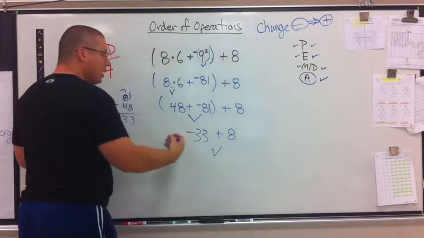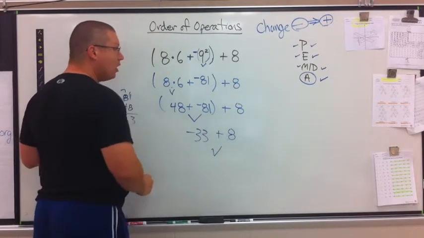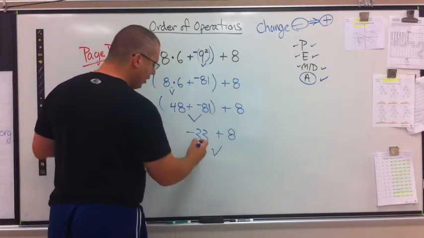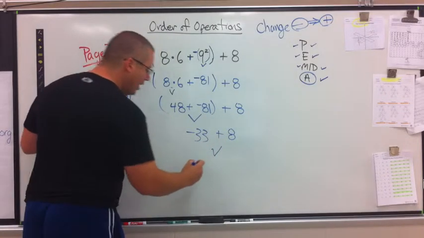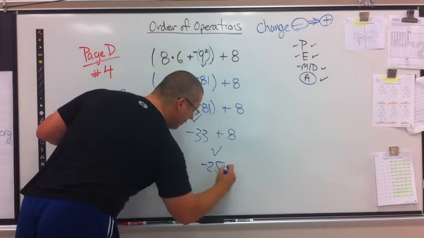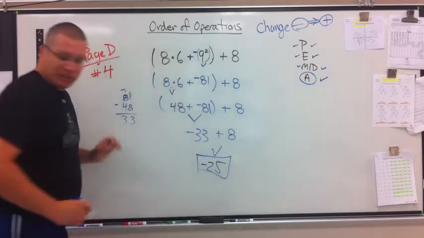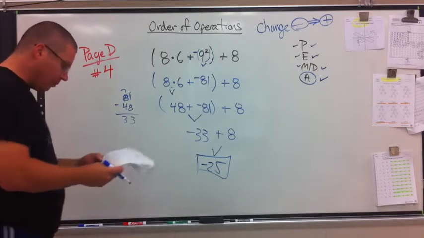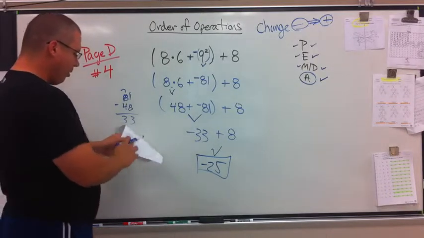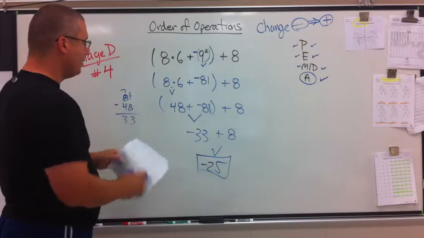By the end, I should end up with only addition if things go right. Again, no subtraction. Negative 33 plus 8, again, they're different signs, so I subtract them. So that gives me negative 25. Excuse me, check my handy dandy answer key. This is number 4, and sure enough, I get negative 25 as my answer.